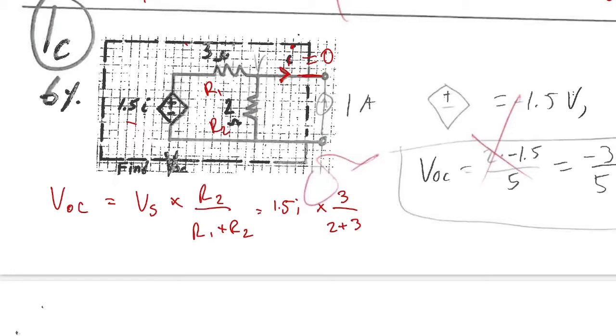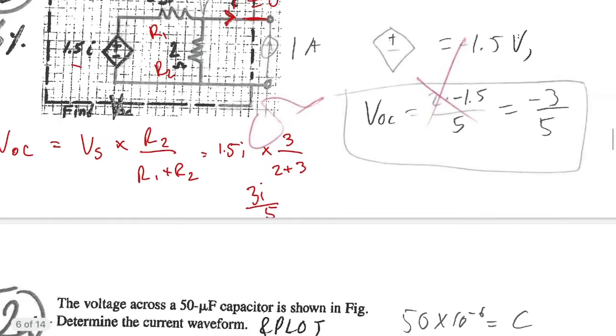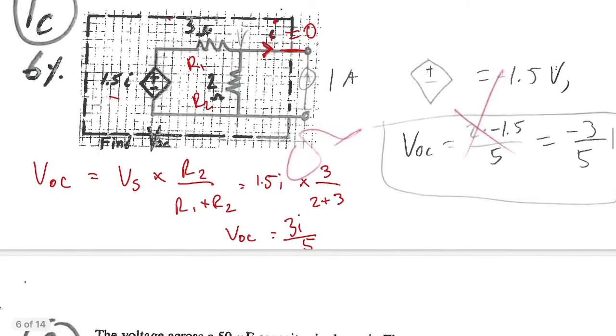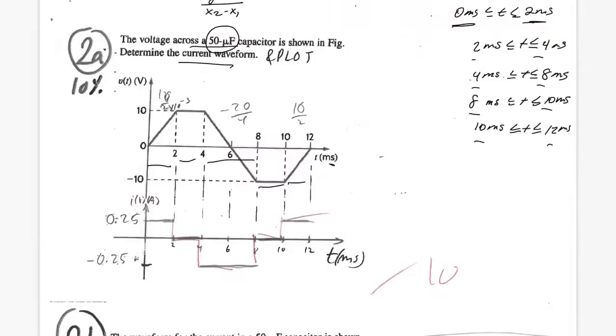And then we can simplify it, saying that this is going to be 3i over 5, which is equal to VOC. And what is I? We already said here that I is equal to 0. So VOC is simply going to be equal to 0.